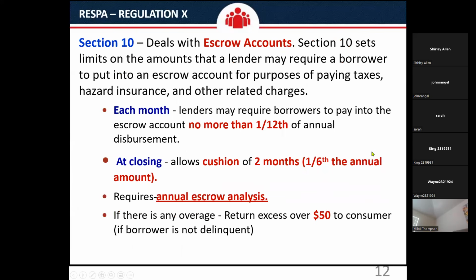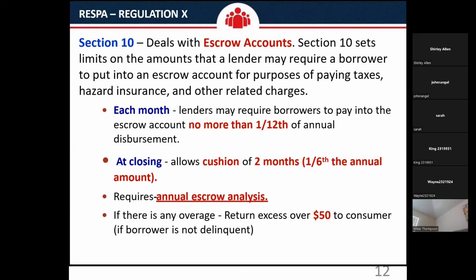Section 10 basically deals with escrow. How we deal with escrow now is a little differently than it used to be back in the day. Your loan will close and you would pay the first 6 months into your escrow account. Escrow account is the place that holds the taxes and insurance. Section 10 sets limits on the amount that the lender can require a borrower to put into an escrow account for the purpose of paying taxes, hazard insurance, and other related charges. So each month, the lender may require the borrower to pay into the escrow account no more than 1/12 of an annual disbursement. So what they're saying is that you can pay it monthly now.